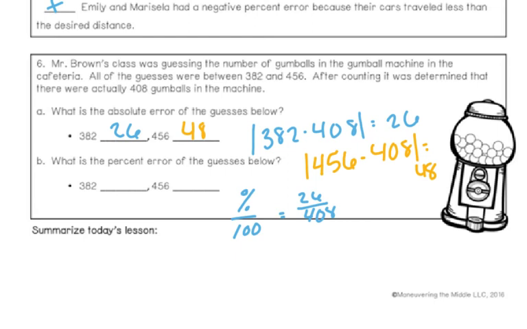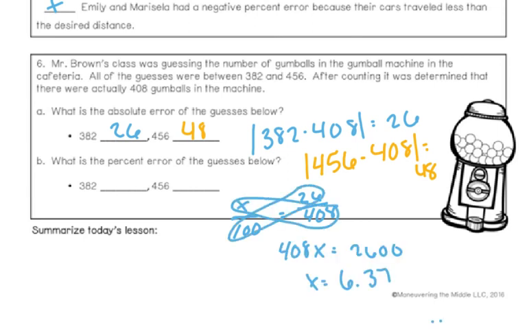In this case, I'm also going to take that percent from the top of my proportion and make it my variable because that is what we are solving for. Remember that the denominator of our second part of the proportion is going to be what the gumballs actually was, how many there actually were, which was 408. After getting my cross products and solving, I get that my percent error is going to be 6.37.